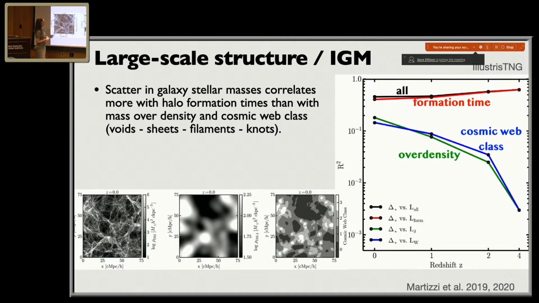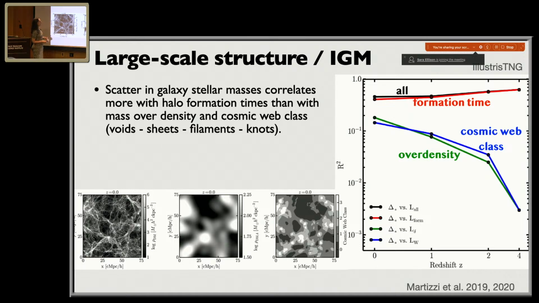And so this is work by Martizzi et al. in 2 papers. So what they did is you have your dark matter density fields. You can then smooth it over some 4 megaparsecs or something in order to get an idea of where the overdensities and underdensities are. And you can also use some specific classification to say, okay, is it in a void? Is it in a filament? Is it living in a knot of the cosmic web?